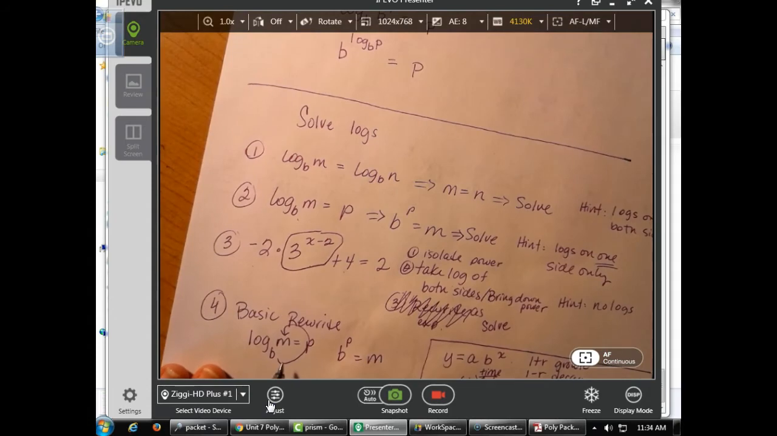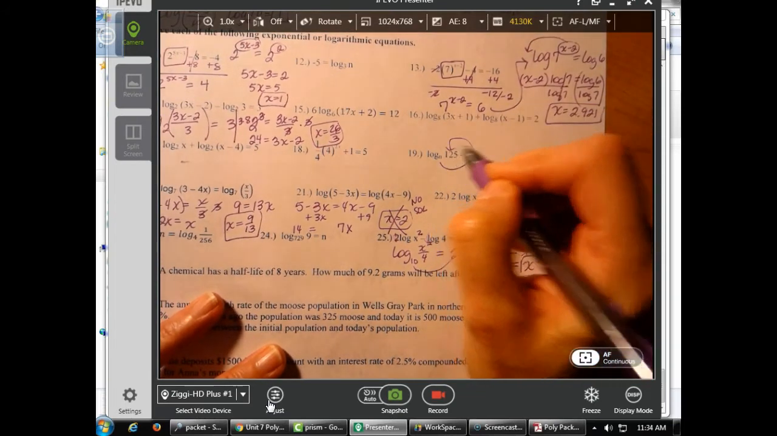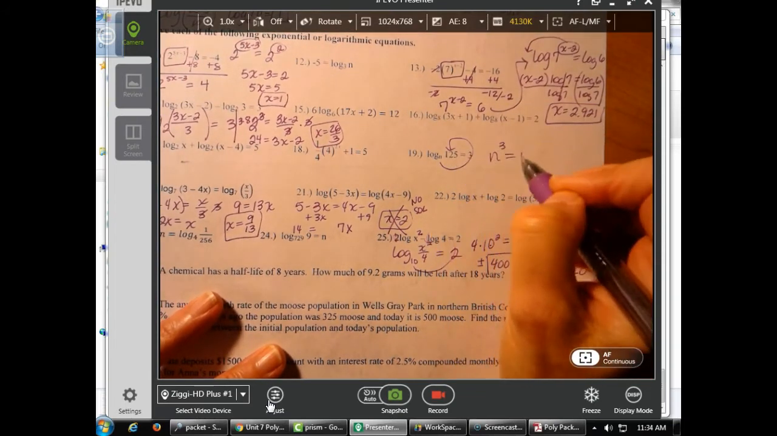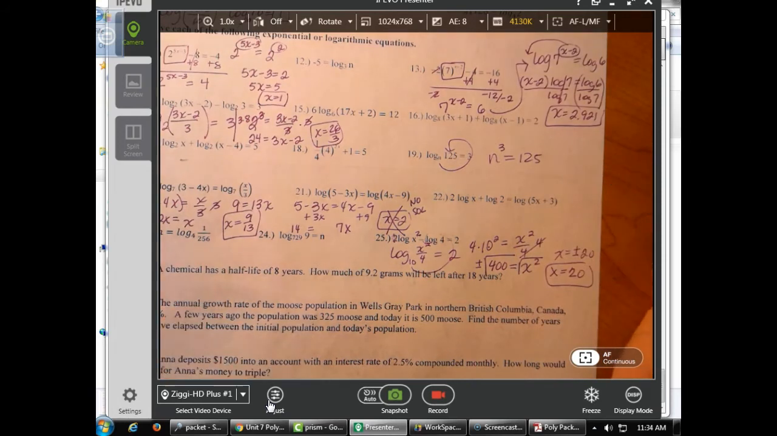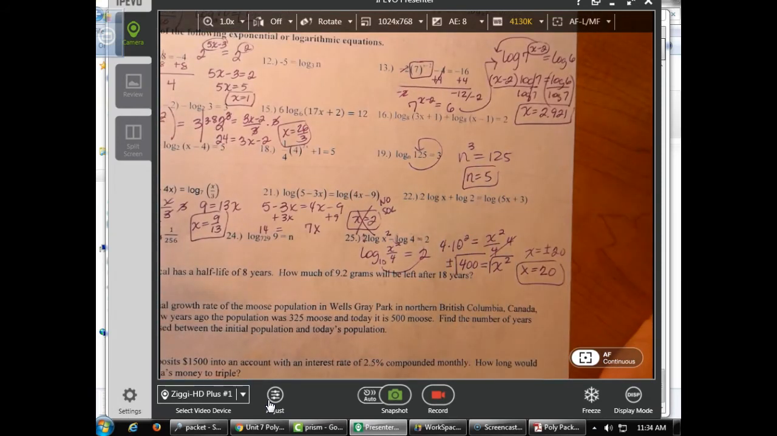Now, there's one other final type when I said it's just a basic rewrite. That's what I called it, a basic rewrite. That would be ones like number 19. So when you loop around, n cubed is 125, and then this is where you'd either use the table or the calculator, and n is going to be a 5 there.